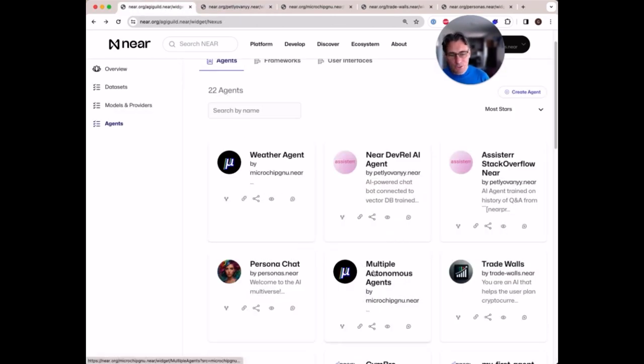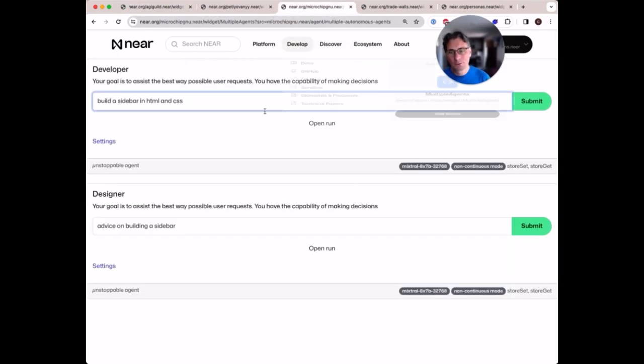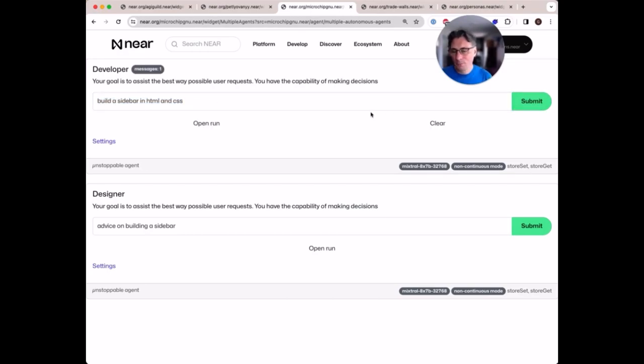So this weather agent and this multiple autonomous agents use a framework that one of the teams built. And that framework lets you put an agent in. That agent is going to do a lot of thinking as well. So this page has two different agents on it, a developer agent and a designer agent. I'm going to ask the developer agent a question first to build me a sidebar. So I'm going to submit that question, and it's going to do actually a fair amount of thinking.